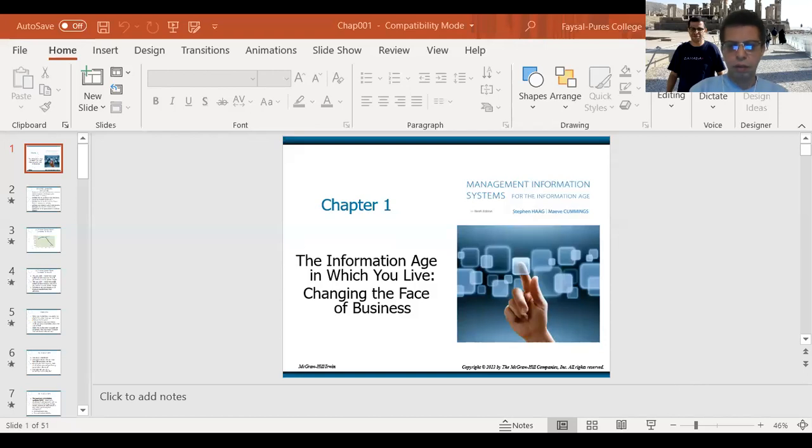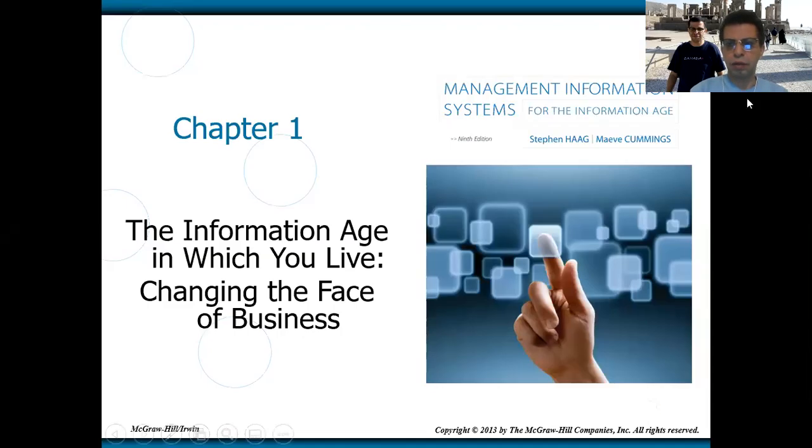Okay. So in this chapter, first of all, we'll be talking about the book called Management Information System for the Information Age by Stephen Haag. If you'd like to get this book or download it, it's up to you. Also, I will supply you with the notes. In Chapter one, we will be talking about the information age in which we live, and how it is changing the face of business.